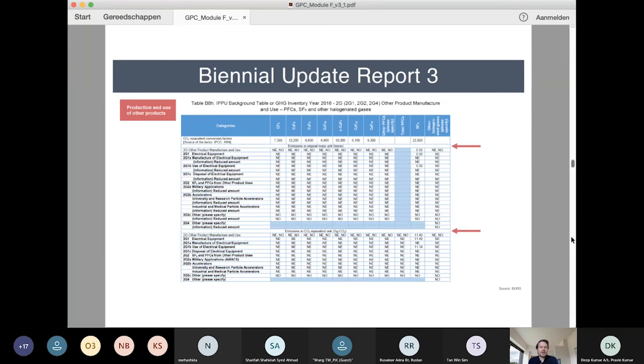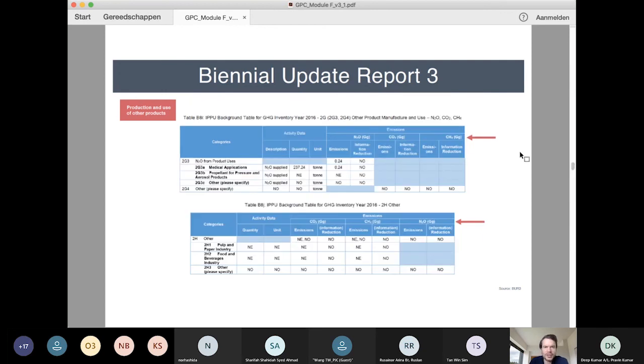Then production and use of other products. Again, you've got two tables here. The top one lists emissions in original mass units, and the bottom one lists emissions in CO2 equivalent. Again, a lot of notation keys, a lot of NEs, not estimated, which is allowed at the national level. It's not allowed in the GPC. So just copy across those activities where emissions do occur, according to the right gas.